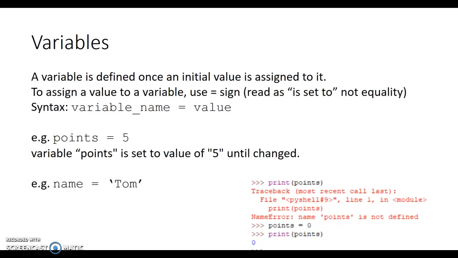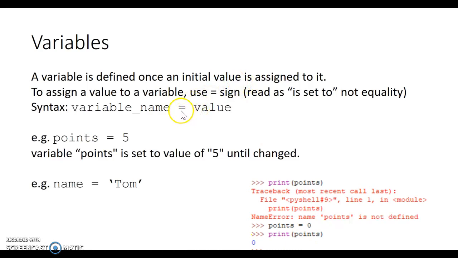Okay, so a variable is defined once an initial value is assigned to it. So you can see my code down here. I've typed print points. I got an error because points was not defined. I didn't know what points was. So I then declared it as points equal to 0. So it now knows that it's an integer and it's been assigned an initial value of 0. I then print it and it's fine.